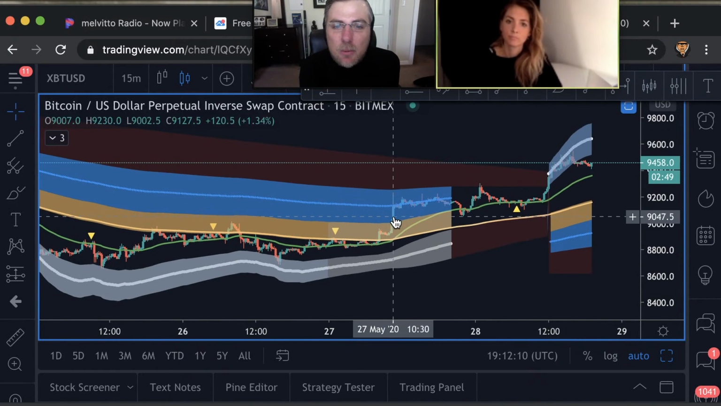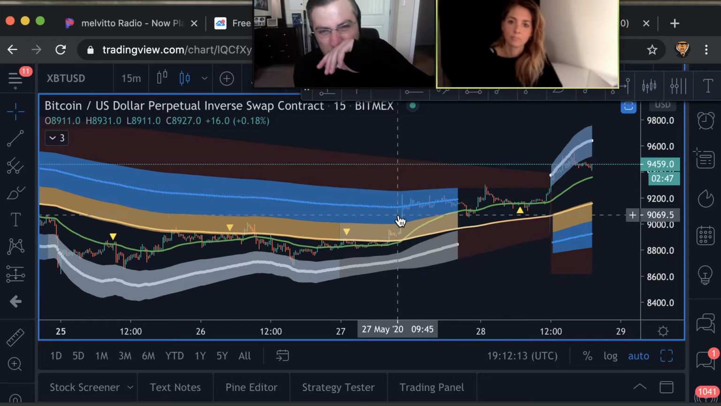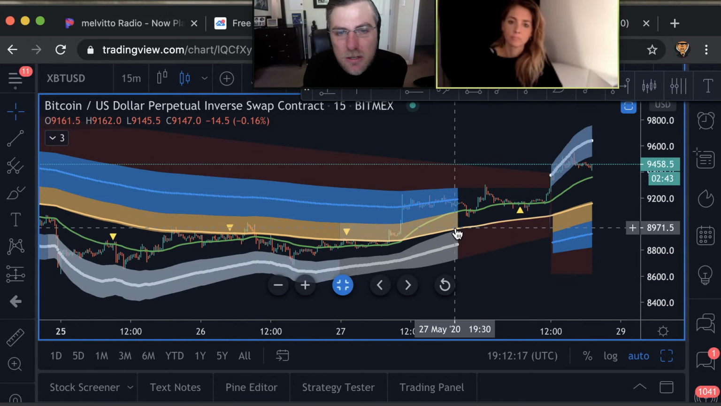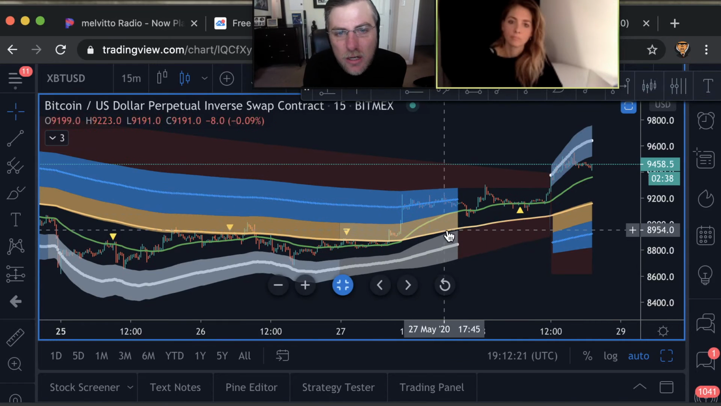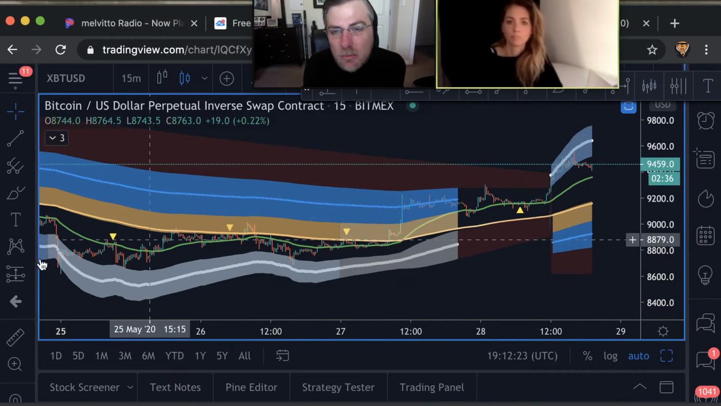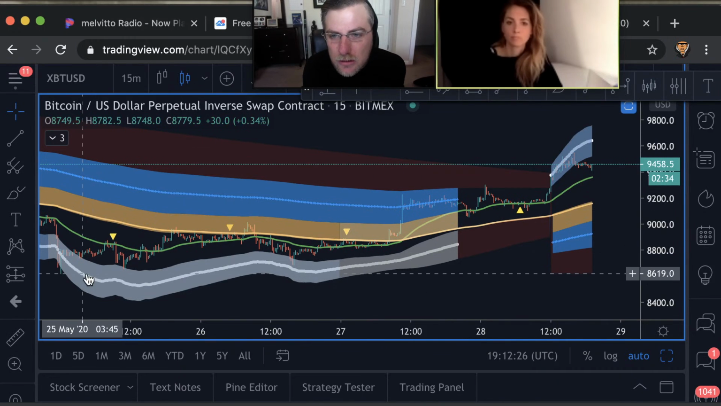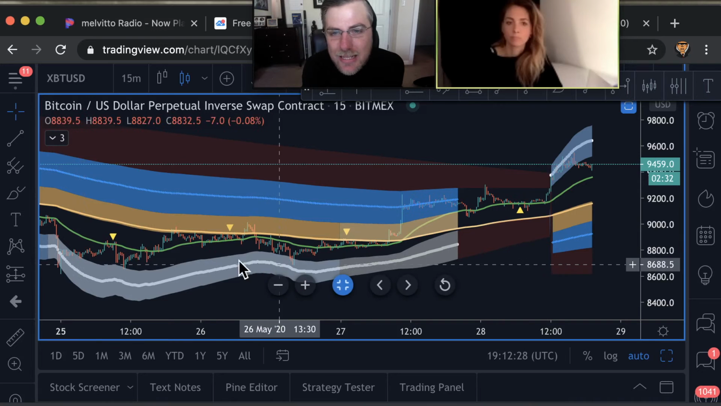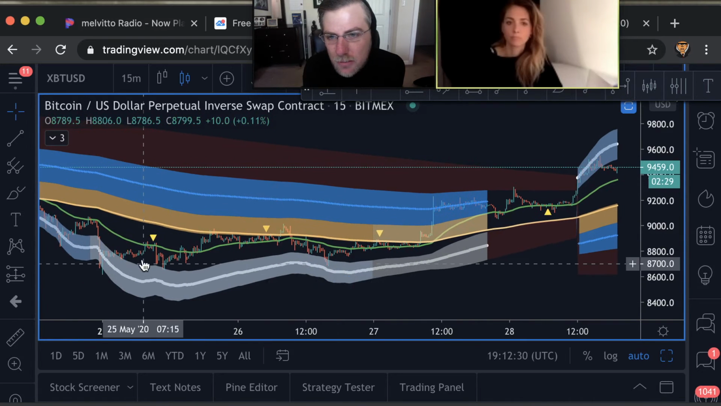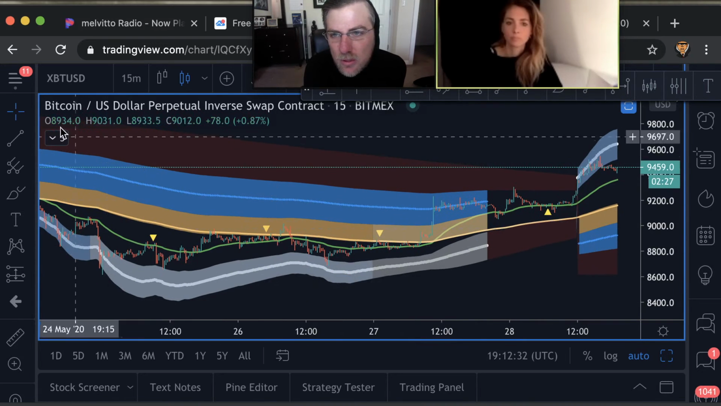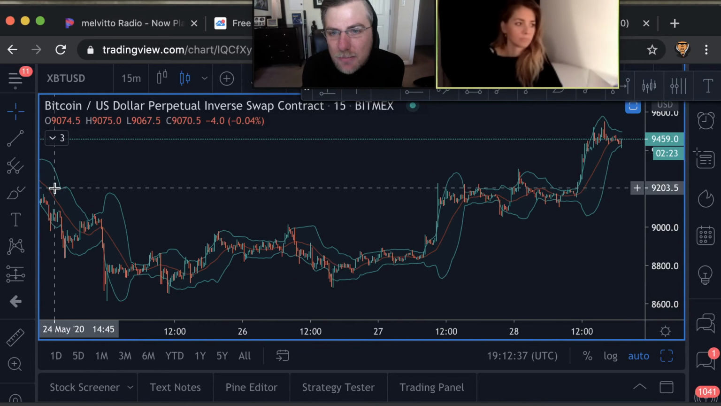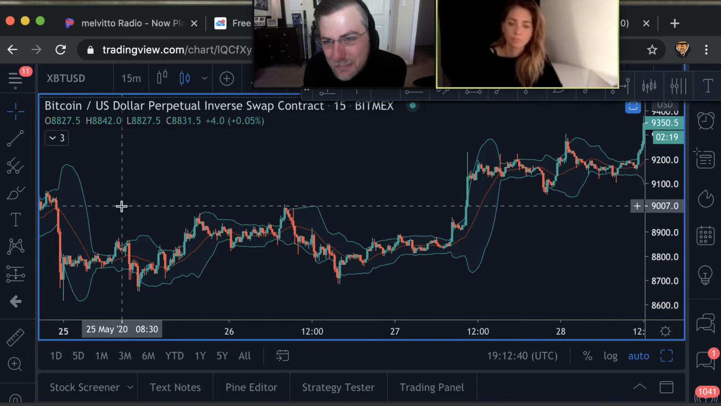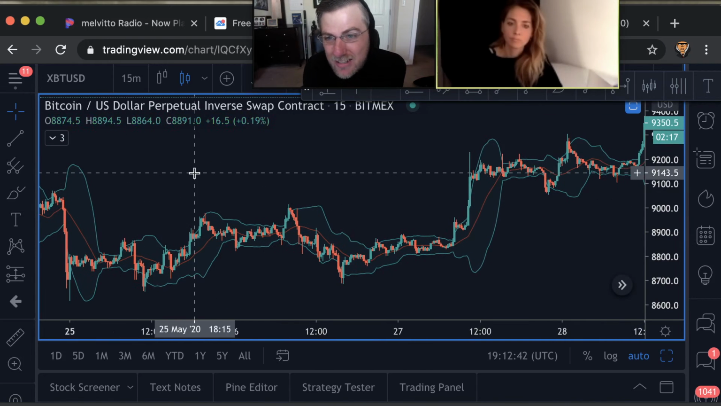So a lot of the similar characteristics there, yet I feel like EMASAR is significantly better because it is going to be very clear to me when this squeeze is occurring, and it's also going to provide some much more clear signals as that squeeze starts to occur. So just looking back from the 25th to the 28th on EMASAR, some really nice signals as price got trapped in a range. The Bollinger Band, I mean, maybe it has some of the same signals.